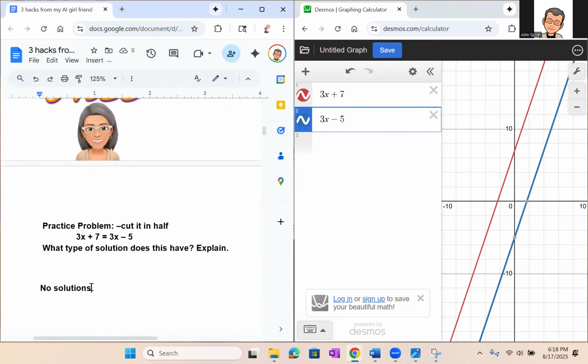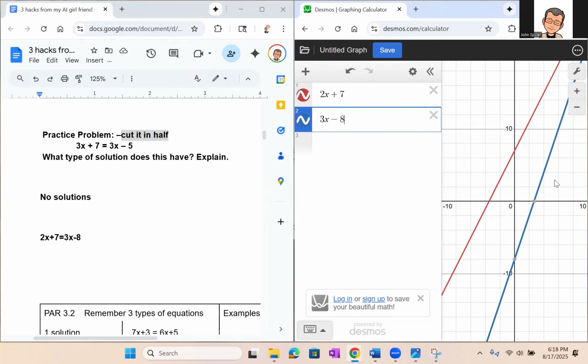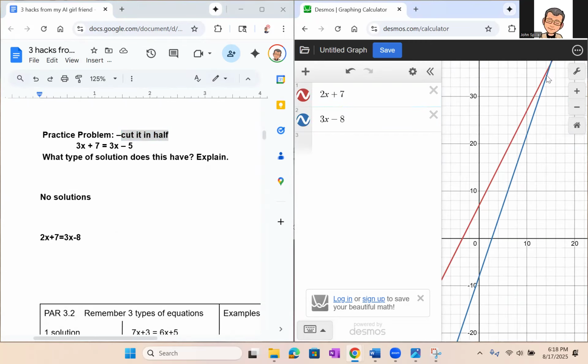Anytime we get a problem, here's another one. Let's say 2x plus 7 equals 3x minus 8. Well, our hack is to cut it in half. So we type 2x plus 7 and 3x minus 8, and I look at it. This time, they intersect. They intersect at 15. So the answer for this one is one solution, and the answer is 15. It's right there.